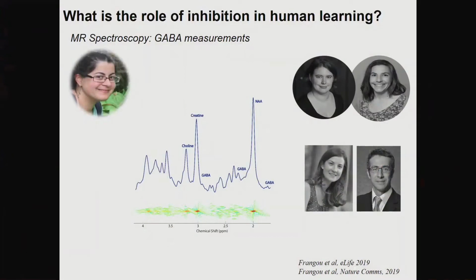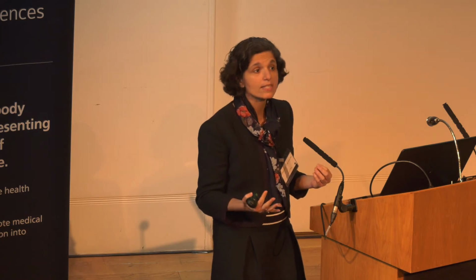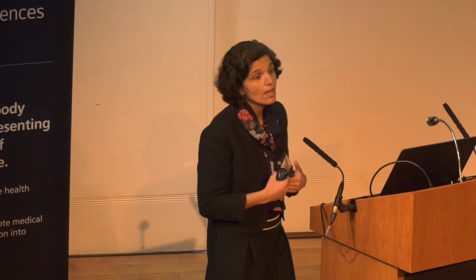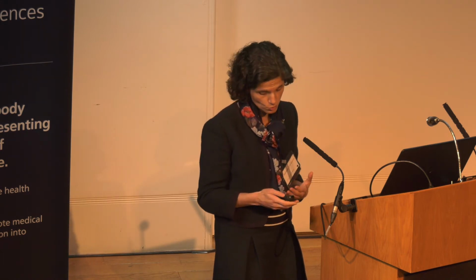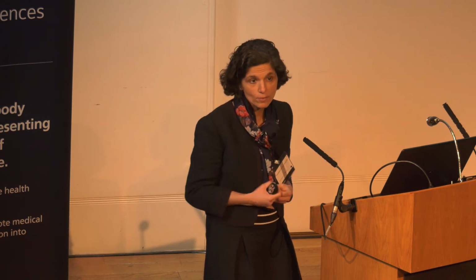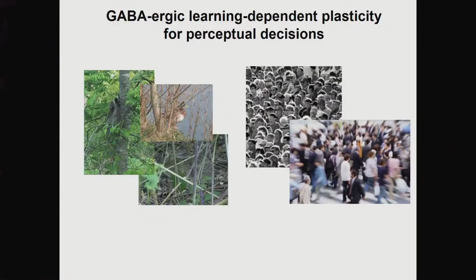So what do we know about GABA and how does it relate to learning plasticity? We know that decreases in GABA relate to plasticity. And in fact, we know that imbalances in GABAergic mechanisms, so GABAergic inhibition and excitation, relate to neurodevelopmental disorders. So here what we ask in these studies is really how GABAergic mechanisms support our ability to make sense of the environment, to make really difficult judgments in cluttered scenes.